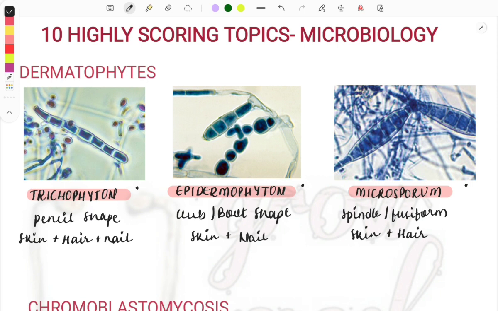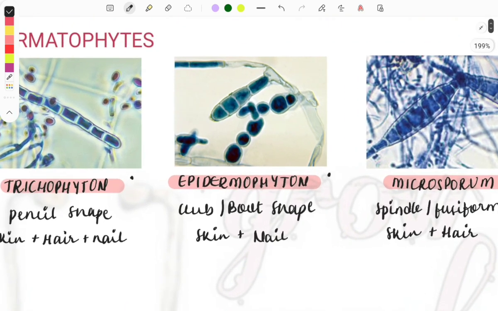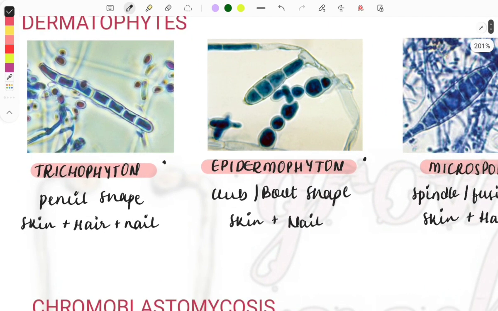And we'll look at the things which are asked based on the dermatophytes. So questions are asked on the infection which it causes and the organs which it involves. The trichophyton, as you can see here in the image, gives a pencil shape appearance, and it involves the skin, hair and nail. So it involves all three things, and you can remember it by the name tri. So tri, hair: skin, nail and hair, all the three things will be involved.